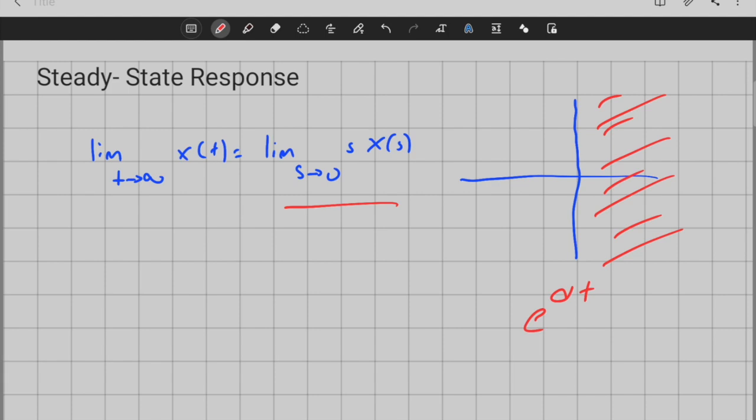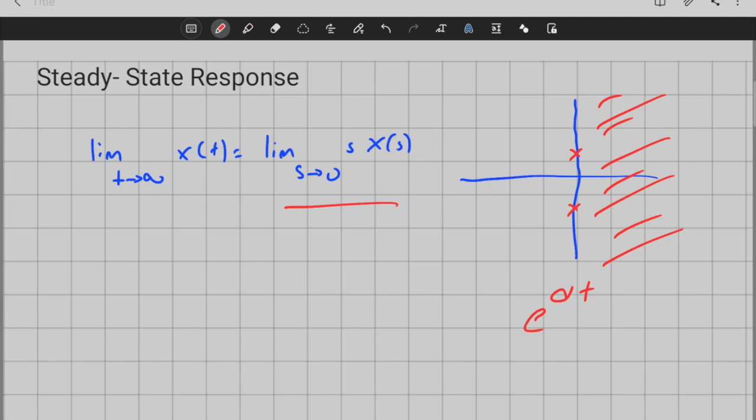That's one requirement. The other requirement is that there shouldn't be any pole on the imaginary axis except the origin. The origin is fine. The final value theorem is still valid if we have a pole at the origin, a single pole actually. There should be only a single pole. But if you have any other pole on the imaginary axis, the final value theorem will give you a wrong result.